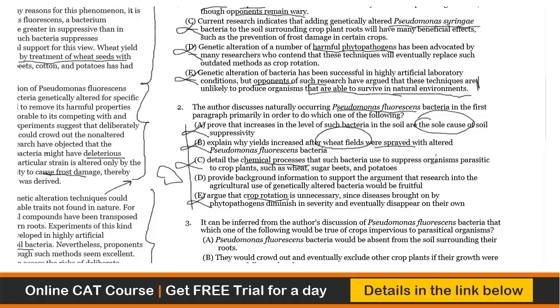So E goes out. So the best answer is D, because the background information is coming to us in the form of Pseudomonas fluorescens, and that is precisely what the author wants to say. That's the way Pseudomonas comes and benefits the soil. The genetically altered bacteria might be beneficial for us. So it's a good thing.